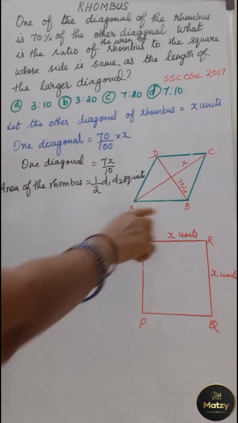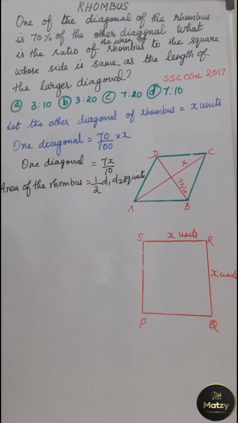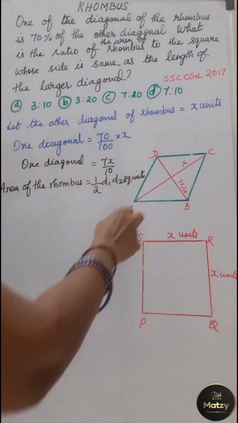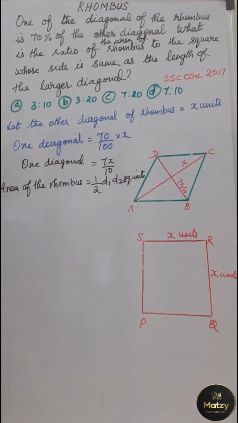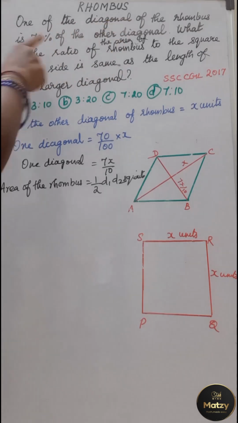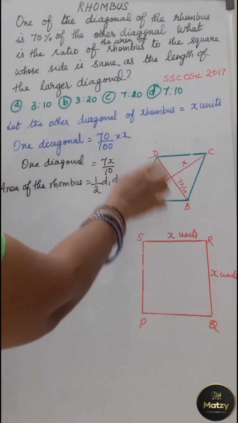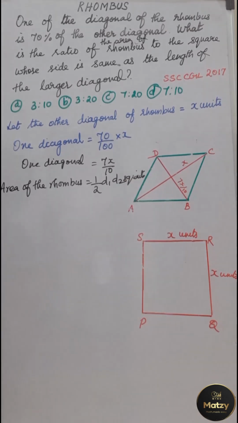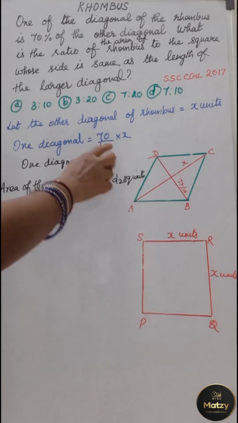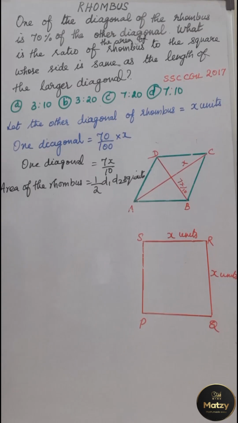See, I have taken ABCD as a rhombus. I have taken the longer diagonal as x units. One of the diagonals of the rhombus is 70% of the other diagonal. So, the smaller diagonal I have taken as 70 by 100 into x, that is 7x by 10.